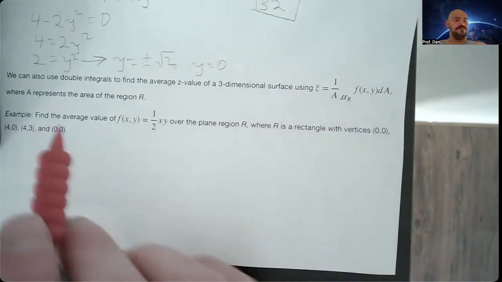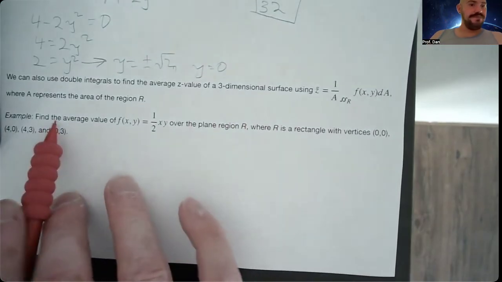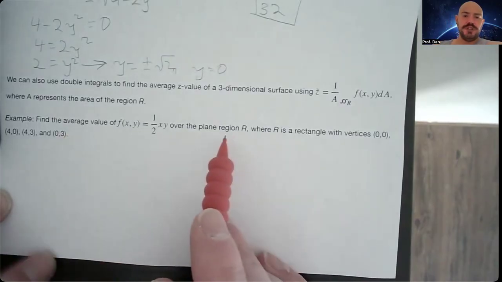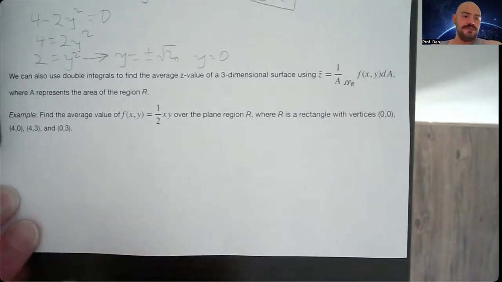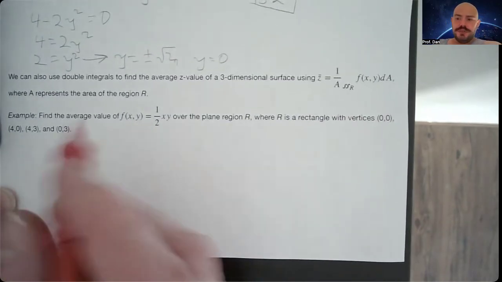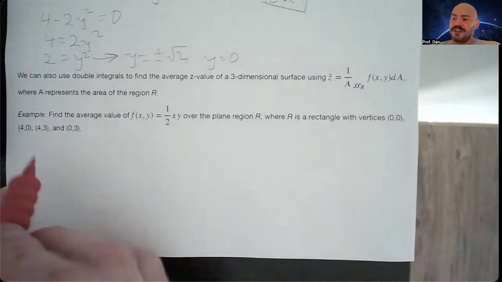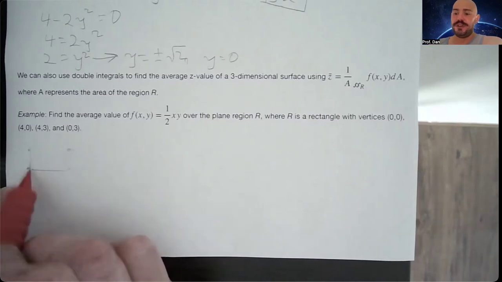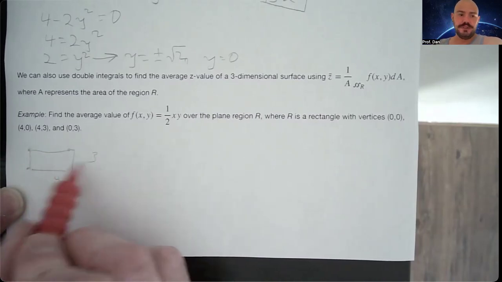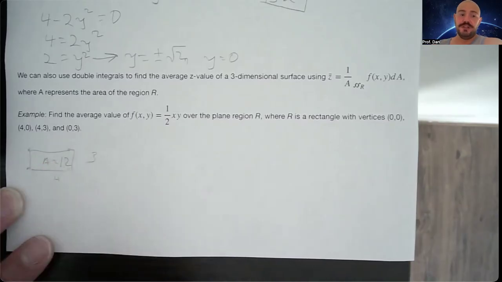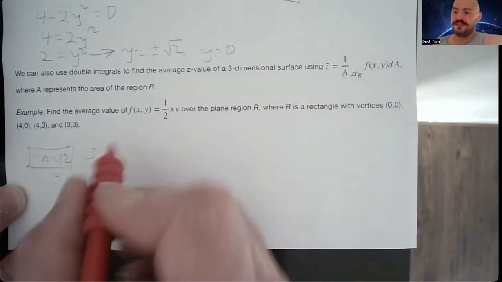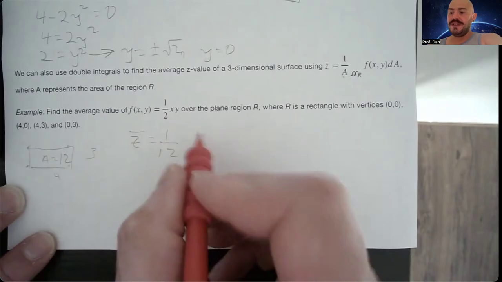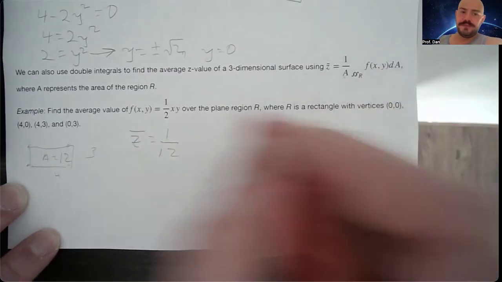If we look at this example, we have the average value of this function over a plane region R. R is a rectangle. If I were to draw out these vertices, I would get a rectangle that has dimensions of 4 by 3, and the area of that would be equal to 12. So I know that this A is going to be 12. The z bar is going to equal 1 over 12 multiplied by our double integral.